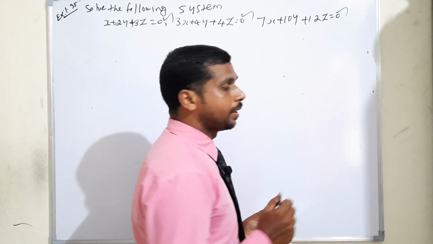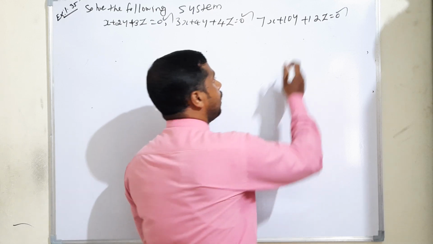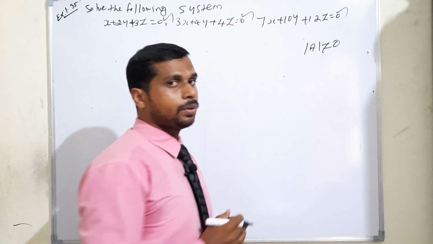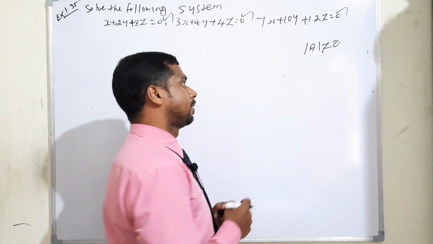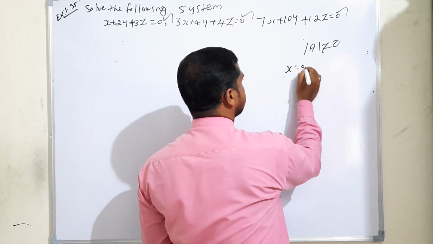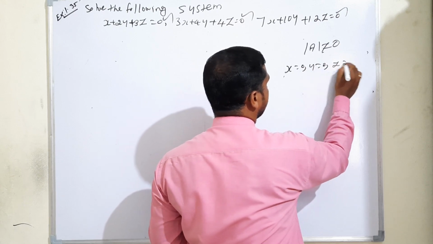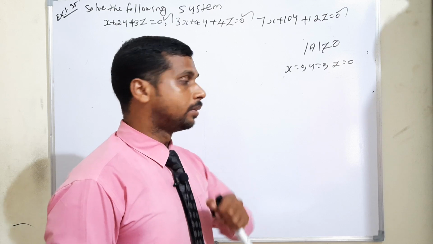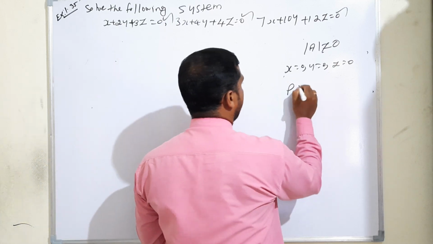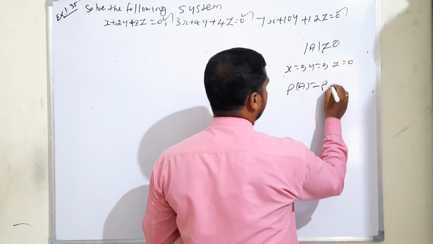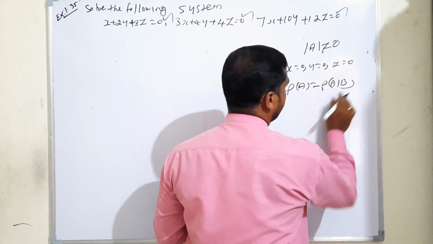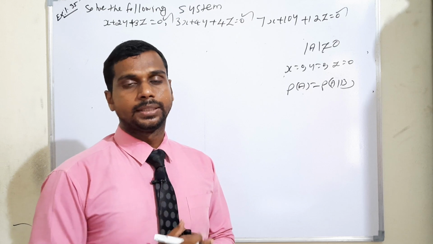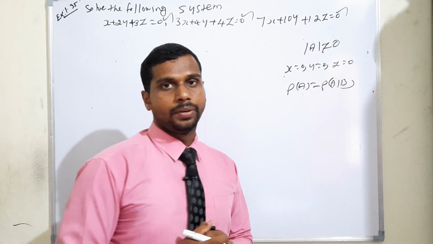For a trivial solution, three conditions are possible. First condition, determinant of A is not equal to 0, which means A inverse exists. Second condition, x is equal to 0, y is equal to 0, z is equal to 0; all three unknowns are 0. Third, rank of A is equal to rank of [A|B]. Both being equal means a unique solution. When these three conditions hold, it is called a trivial solution.